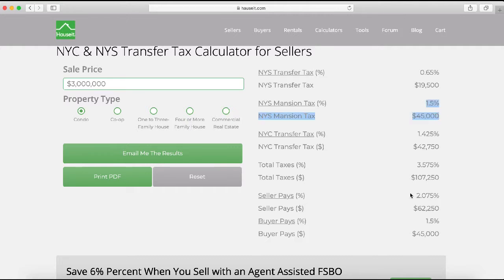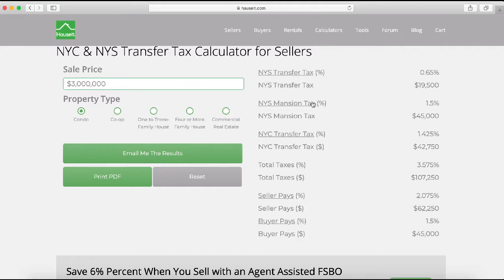So if you look at this example, the seller is going to be paying a total of 2.05%, which is the New York State transfer tax and the New York City transfer tax, and the buyer is going to be paying that mansion tax of 1.5%. So the total transfer taxes are a little over 100K for this property, and the majority of them are going to be paid by the seller.